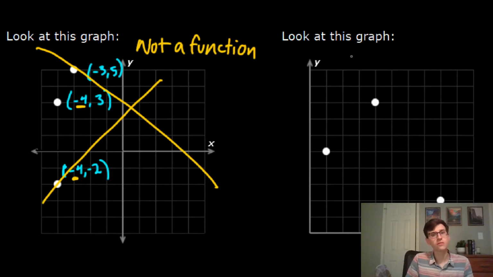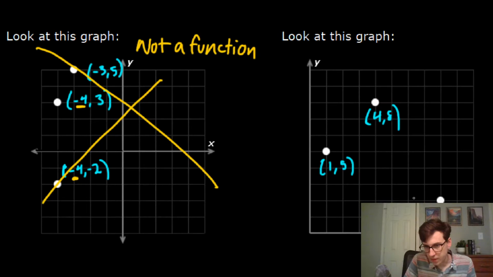Now, if we look at this graph, you can see that here I have an x value of 1, over here we're at 4, and over here we're at 8, 2. If you look at all the inputs, none of them are the same. I don't have any of the same inputs. So as long as you don't have the same input with different outputs, you're good to go.